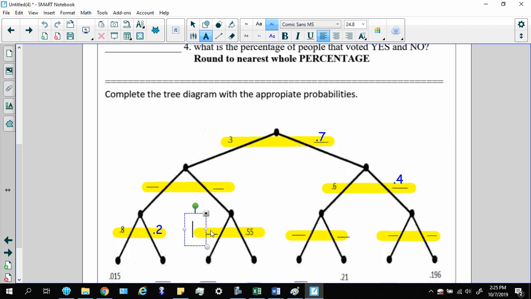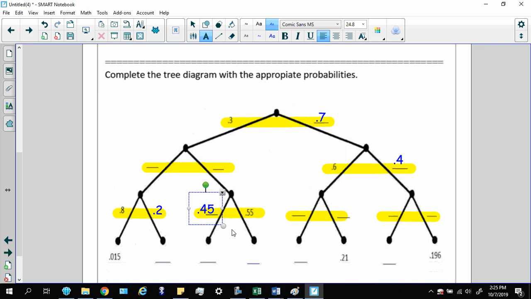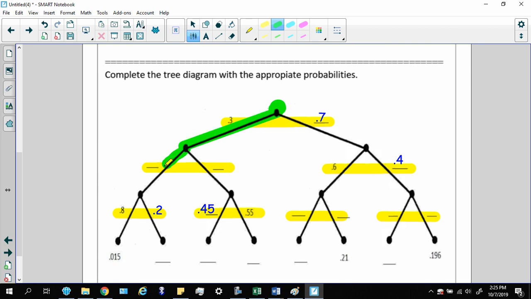This is going to be 0.45. And I believe that's it. All right, now this is a little more challenging because you actually have one more level. Now, if I start here, because I always start here, if I go that route, go that route, it equals that. Okay? Notice what I have is two branches that I know. I don't know what that third branch is.